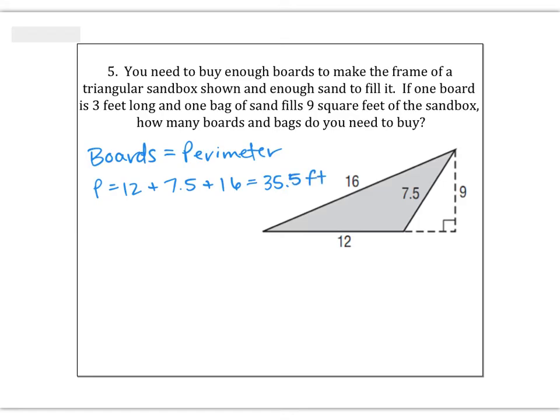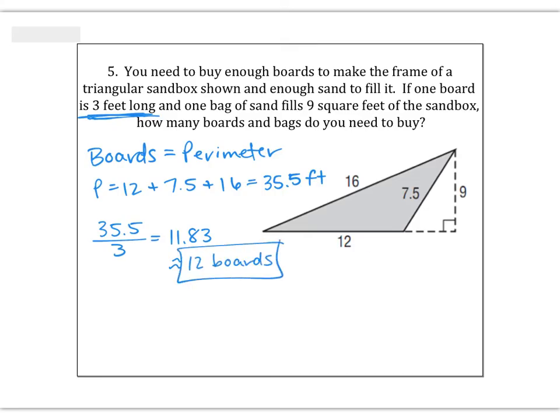Now, each board is 3 feet long, according to this word problem. So if each board is 3 feet long, we have to figure out how many we need. So I would take 35.5 and divide by 3. I end up with 11.83. Can I go to the lumber yard and get 11.83 boards? Or do you think I might have to go and get about 12 boards? 12 boards is the number of boards you need.